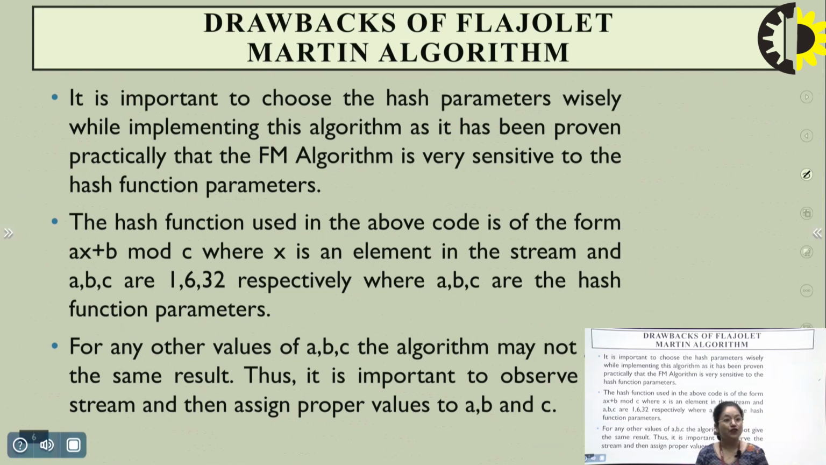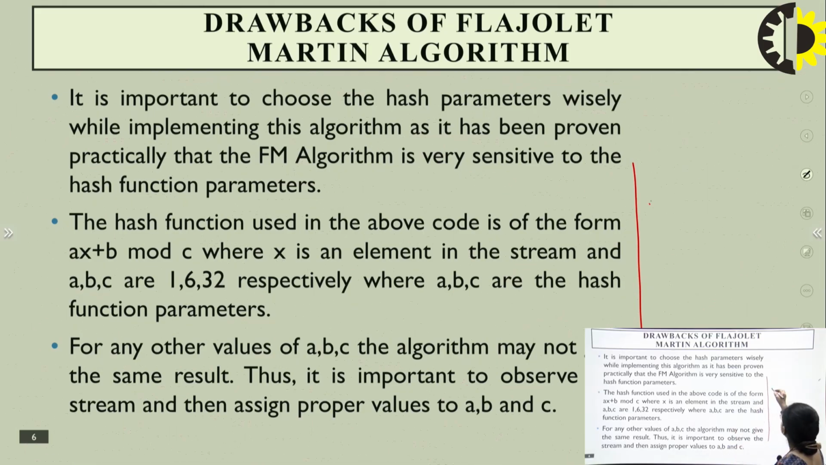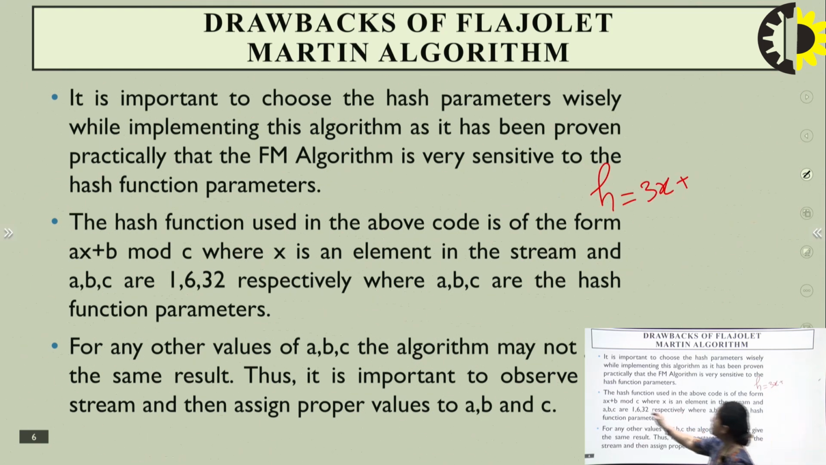The hash function used in the code that we wrote will be ax plus b mod c. Suppose, when we are applying the hash function in a numerical, a hash function is given as 3x plus 1 mod 5. The hash function will always be given to you in the form of ax plus b mod c.